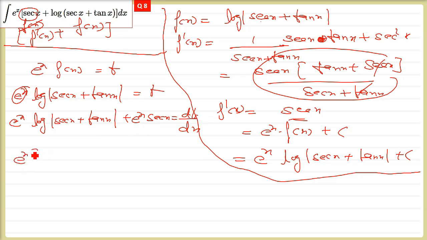Now take this dx from the denominator of the right hand side to the left. So e^x, I am taking e^x common, you will get sec x plus log modulus of sec x plus tan x inside, and this will be equal to what?